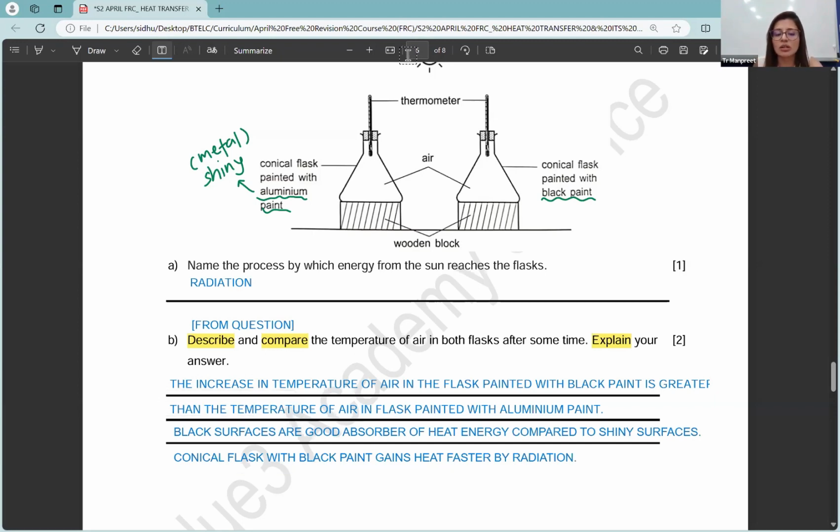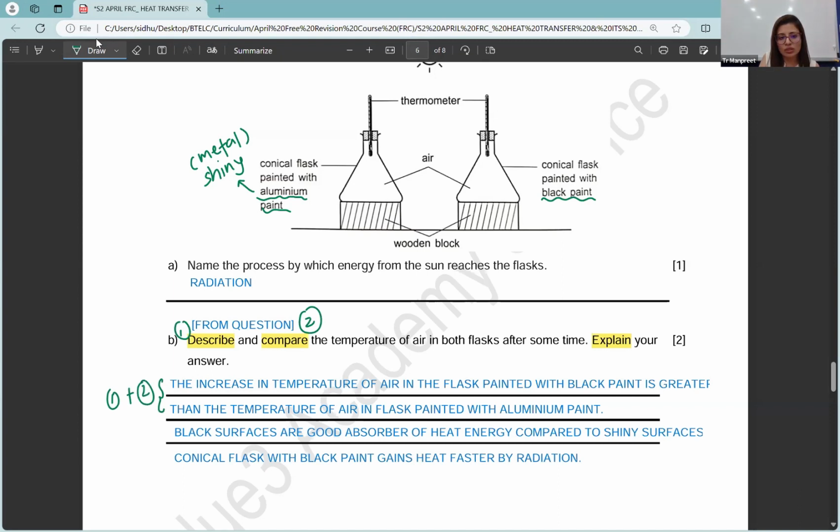So here we have the answer. Describe and compare: the first portion, number 1 and number 2, has the description and the comparison. Then we have the third portion here, which is the explanation. You put them together and you will get your 2 marks as the answer for your question. Any questions so far? Please put in your questions and I'll answer them as we move along.